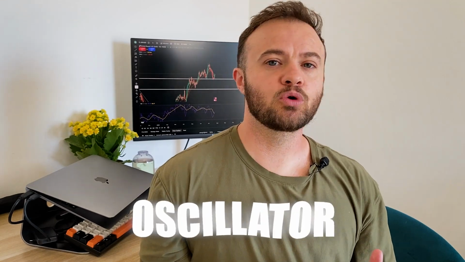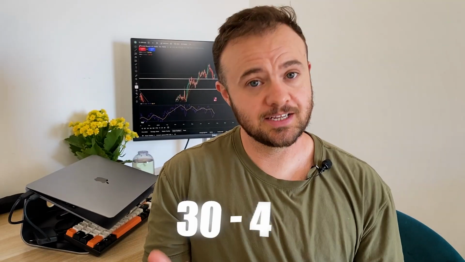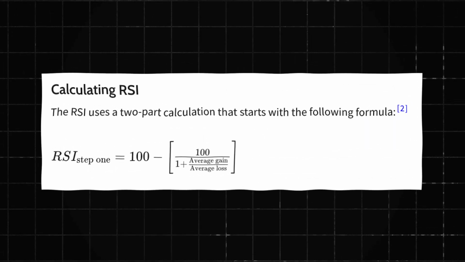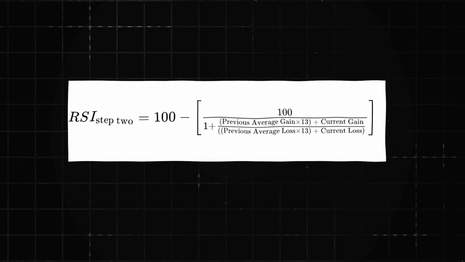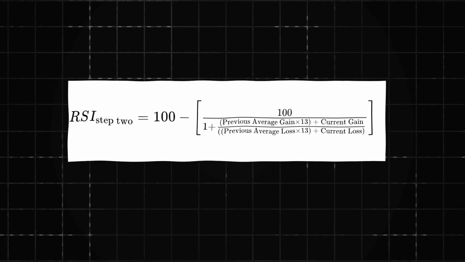RSI is what's called an oscillator, so it bounces back and forth between 2 points, 0 and 100. Most of the time, you're going to see RSI in between 30 and 70. These numbers are really important for knowing when to buy and sell an asset. So don't worry, RSI is not something you have to calculate by hand. It's built into every single major trading software. But understanding the basic concept is going to help you to trade it better.